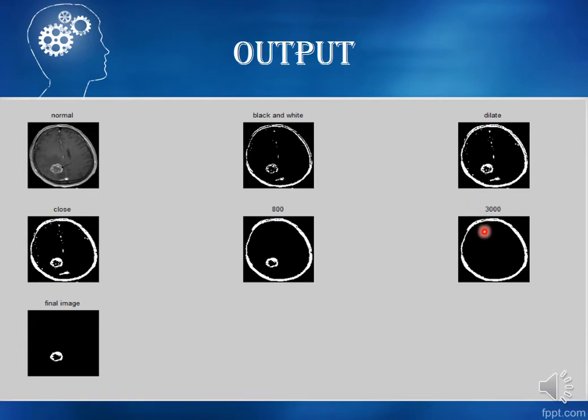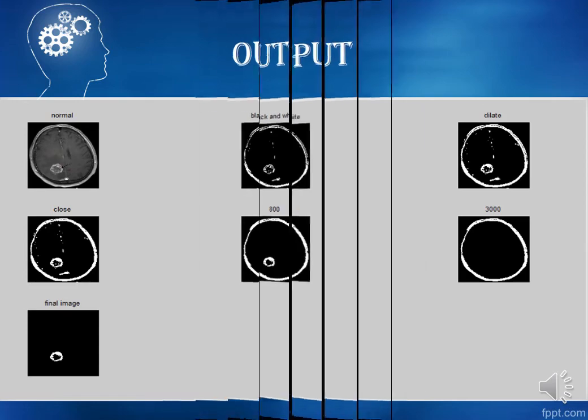In the second stage of thresholding, I set the thresholding range as 3000, so this tumor region also gets vanished. Now I subtracted this image from this image, so that I get only the tumor region. But this tumor region has both white and black pixels, so I want to enhance this tumor region to detect the tumor in the normal image.